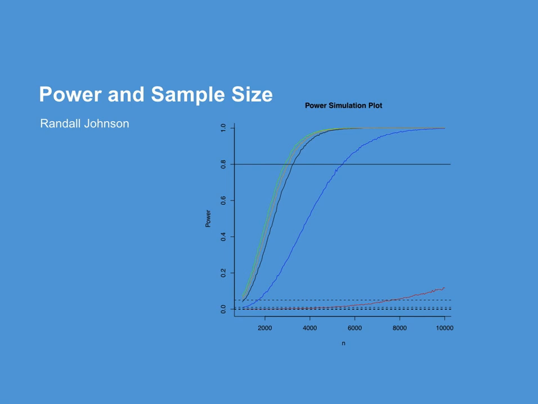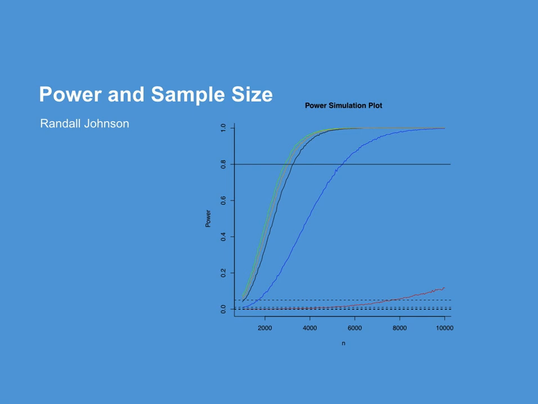Now the red line is not a good option. We don't have power to ask those questions, whereas the green, orange, and black lines are very similar. And so whichever one of those we like best, we could reasonably pick and say we have a good chance of running a successful study and identifying something interesting.